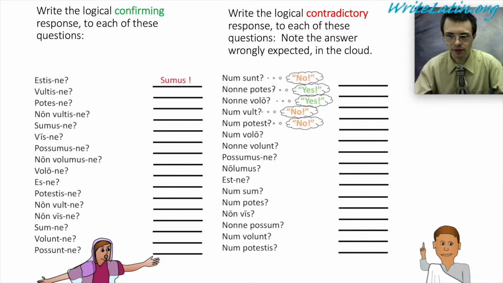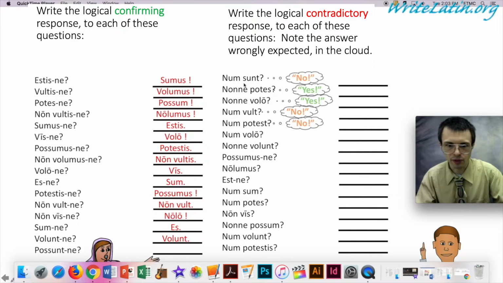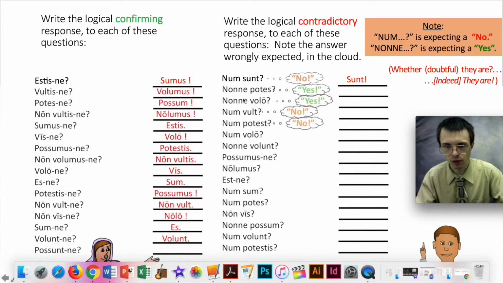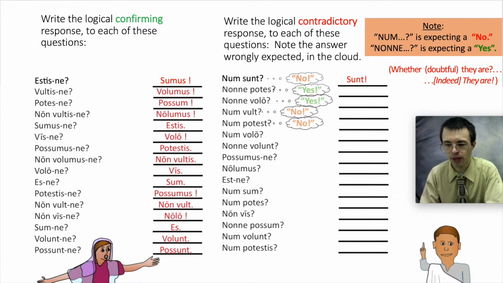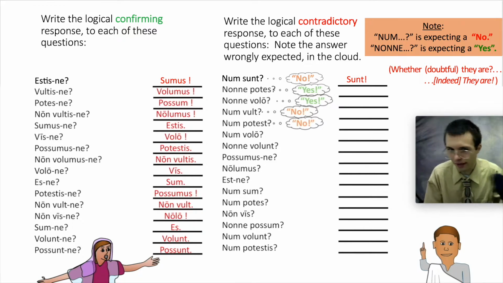All right, so stop the video and give it a try. And the answers? So hopefully that was pretty clear. You can pick what punctuation mark you like. Now on the right here, though, you see I have these words num and nonne. In case you forgot this from back in like stages 7 and whatever, num is expecting a no. And if you say it rightly, you can hear that. So I would say, num es? You're not, are you? Like that.